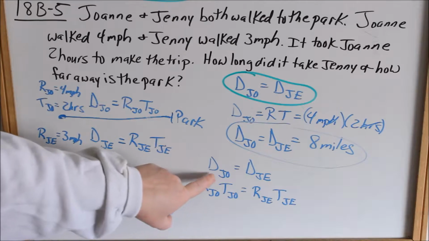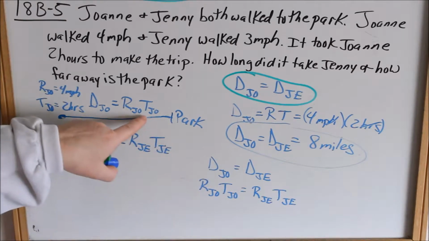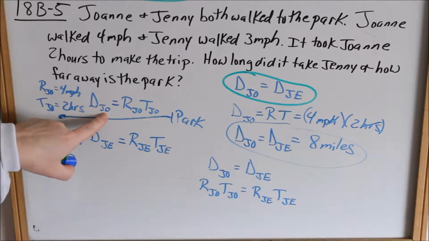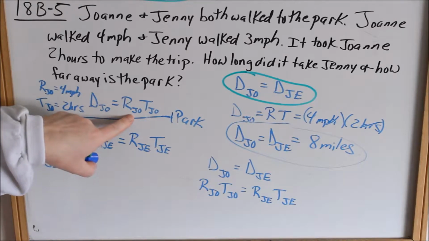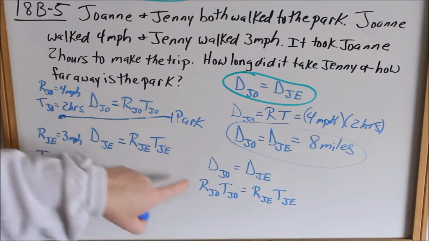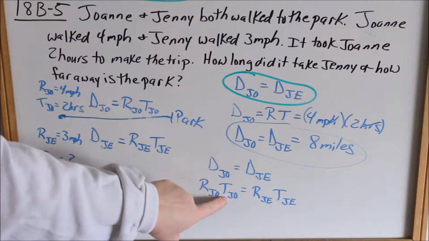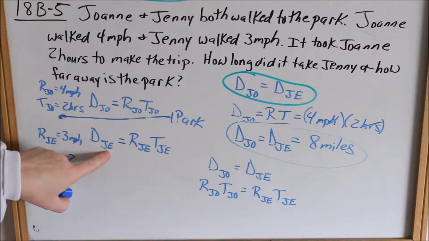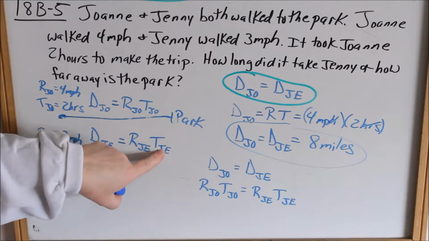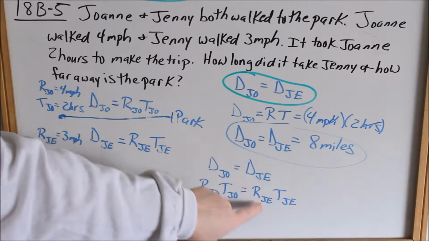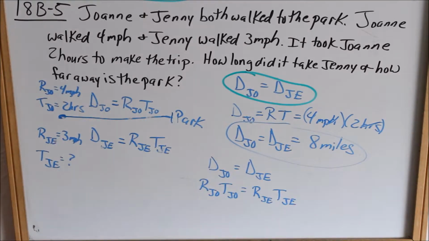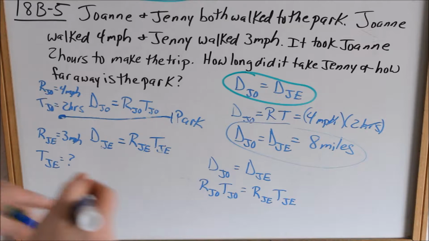So basically all we did is we took our rate times time. We said right here that the distance of Joanne equals her rate times time. And instead of putting the distance, we put rate times time. Same here. Jenny's distance equals her rate times time. So we replace distance with rate times time. So now we can just plug in all the information that we know.